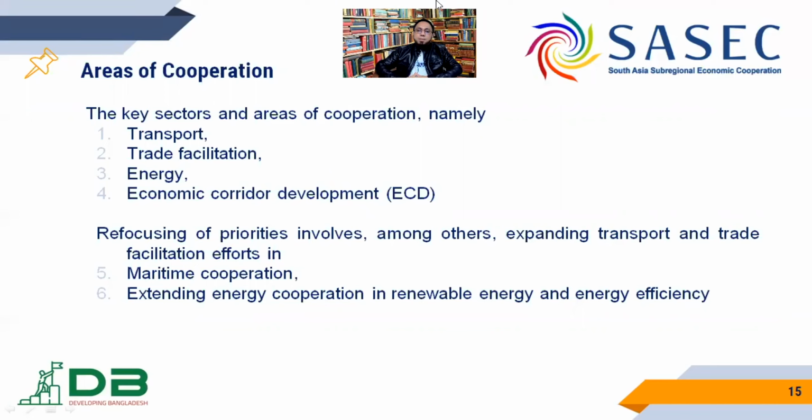Later on, SASEC member countries currently also have eyes towards maritime cooperation and expanding energy cooperation in renewable energy and energy efficiency. So we can say that finally SASEC has areas of cooperation. Number 1 is transport. Number 2 is trade facilitation. Number 3 is energy cooperation. Number 4 is economic corridor development. Number 5 is maritime cooperation. Number 6 is expanding energy cooperation and renewable energy efficiency in these particular areas of cooperation.